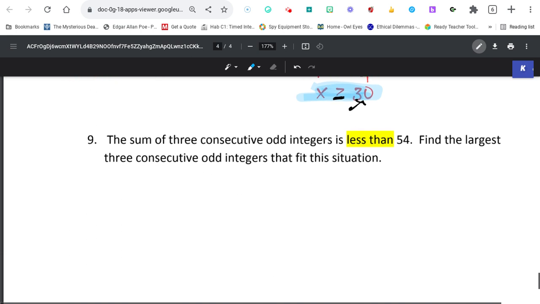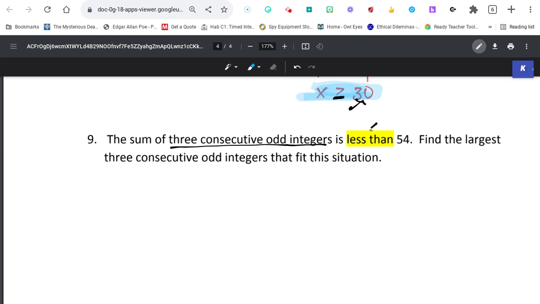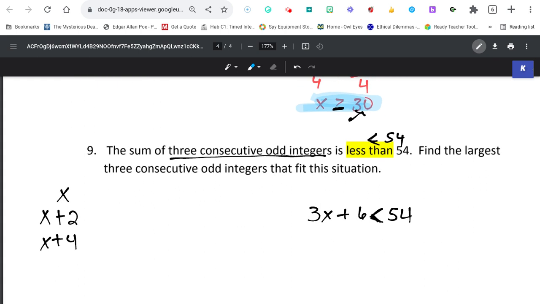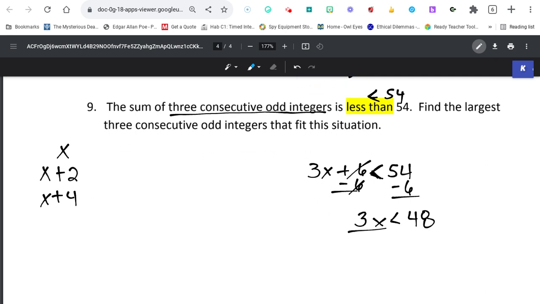Okay, let's take a look at 9. The sum of 3 consecutive odd integers is less than 54. It's got to be less than 54. Find the largest 3 consecutive odd integers that fit this situation. So consecutive odd also count up by 2s, just like consecutive even. So the sum will be 3x plus 6. Subtract 6 from both sides. I end up with 3x less than 48. Divide both sides by 3. So the x, whatever I choose, has to be less than 16.